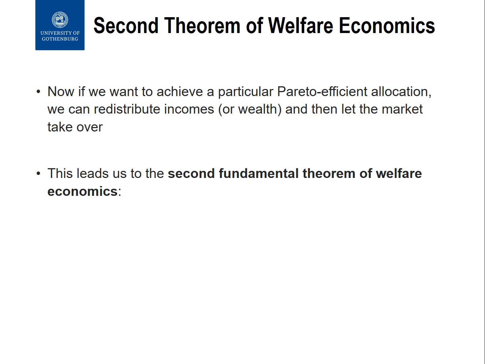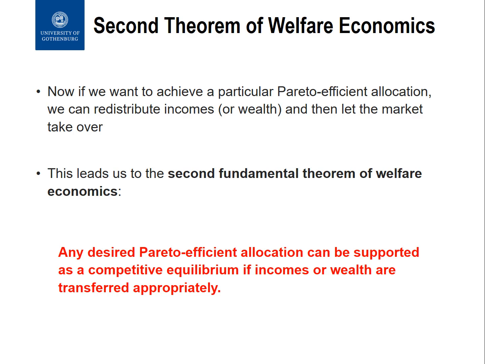This leads us to the second fundamental theorem of welfare economics. Any desired Pareto efficient allocation can be supported as a competitive equilibrium if incomes or wealth are transferred appropriately. So we can always find a redistribution of income or wealth so that we can support any desired Pareto efficient allocation as a competitive equilibrium.